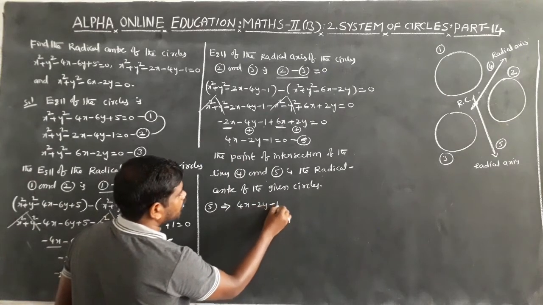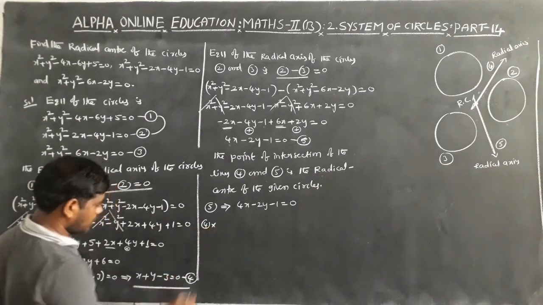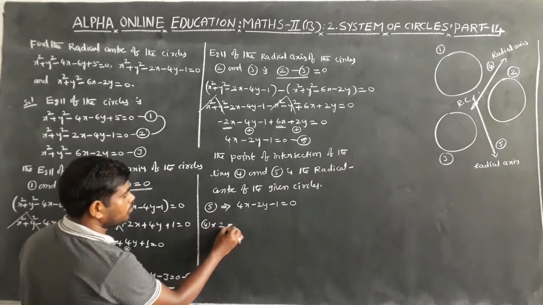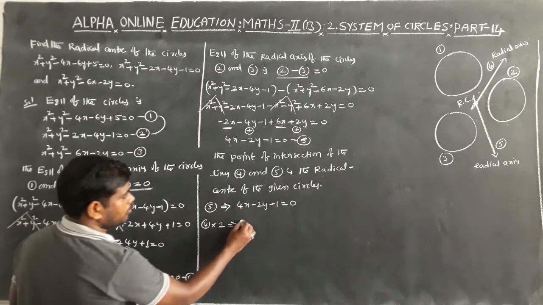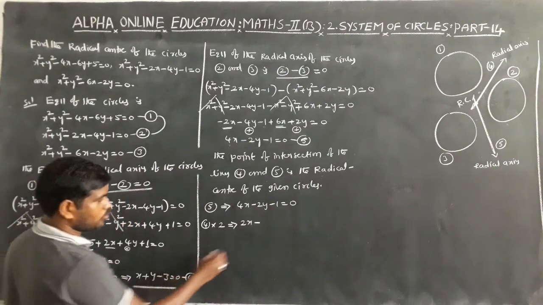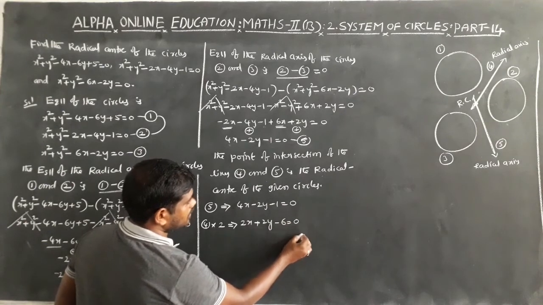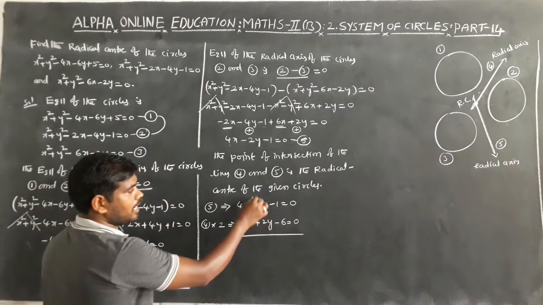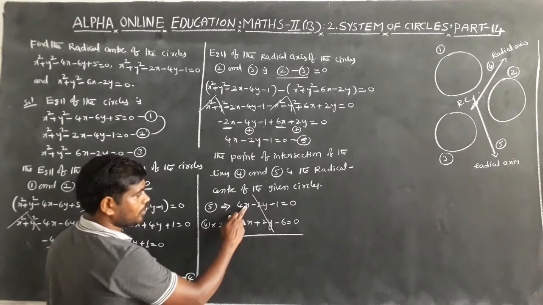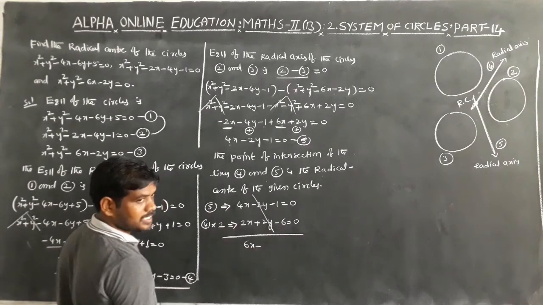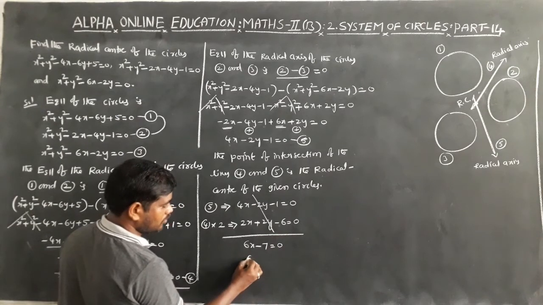4x minus 2y minus 1 is equal to 0. Fourth equation multiply with 2: 2 into x is 2x, plus 2 into y is 2y, minus 2 threes are 6, is equal to 0. Adding, plus 2y and minus 2y get cancelled. 4x plus 2x is 6x, minus 6 minus 1 is minus 7, is equal to 0.